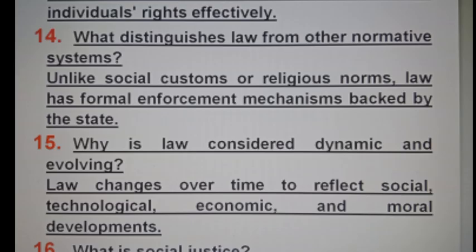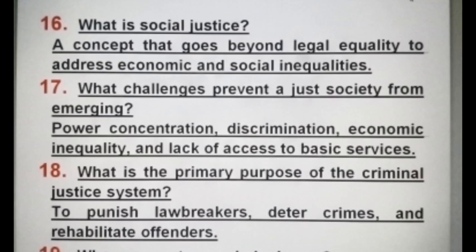What distinguishes law from other normative systems? Unlike social customs or religious norms, law has formal enforcement mechanisms backed by the state. Why is law considered dynamic and evolving? Law changes over time to reflect social, technological, economic, and moral developments. What is social justice? Social justice is a concept that goes beyond legal equality to address economic and social inequalities.